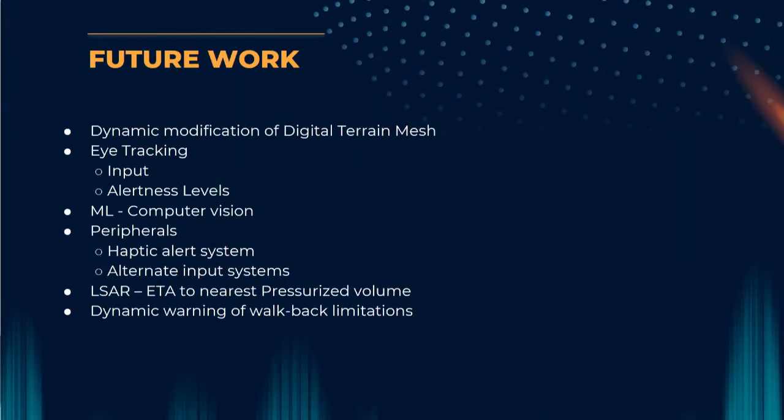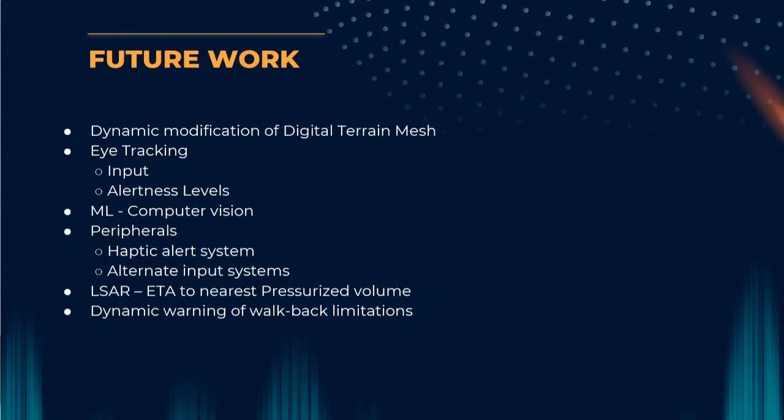Some of our future work is we're looking for dynamic modification of our digital terrain model so that as the astronaut is moving across the surface, if we have some LOLA data or anything else like that, now we can get the actual person on the ground modifying that terrain so we can get real up-to-date readings. Also looking at using eye tracking for both input and to monitor the alertness levels of the astronaut so that if they're kind of getting a little woozy or things like that, we can use the eye tracking to really track that data.